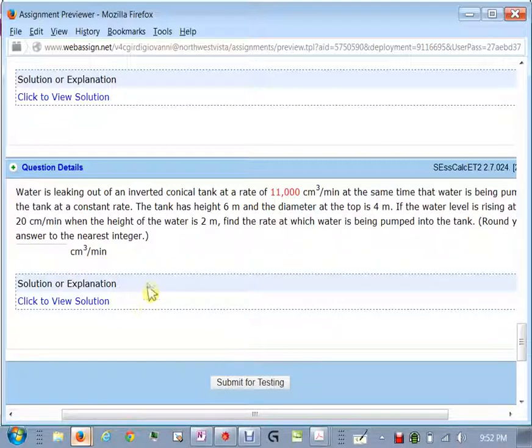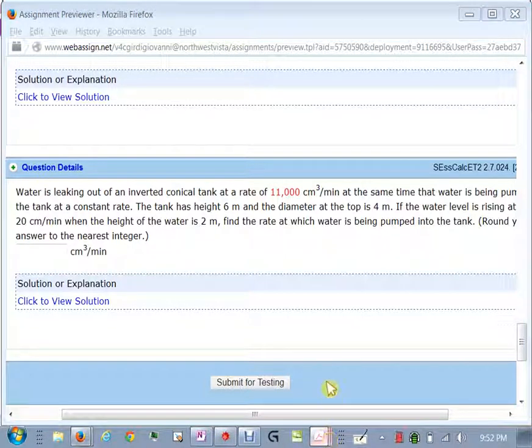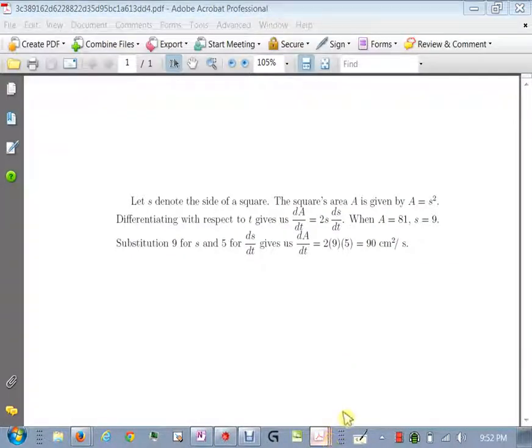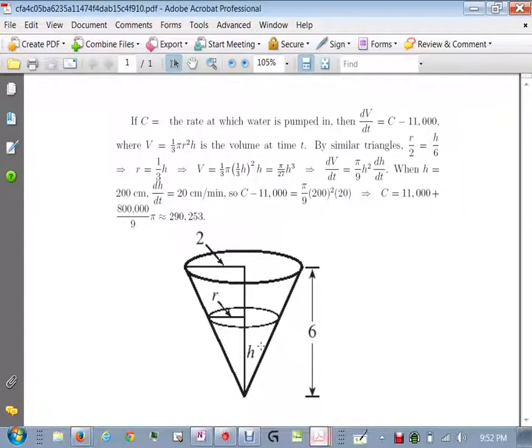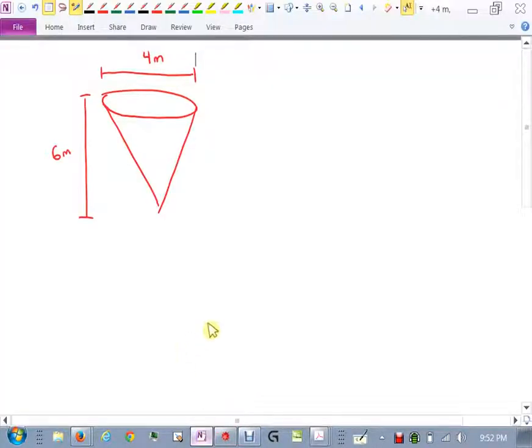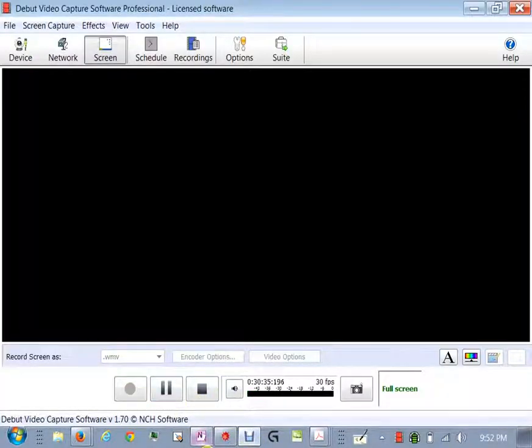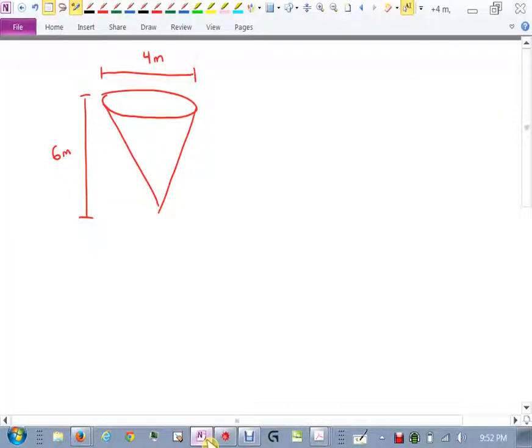So, converting, let's see here. There we go. So hold on just a second, guys. Okay, so let's just change this over. 1 meter is 100 centimeters, so 4 meters is 400 centimeters, and this is 600 centimeters.